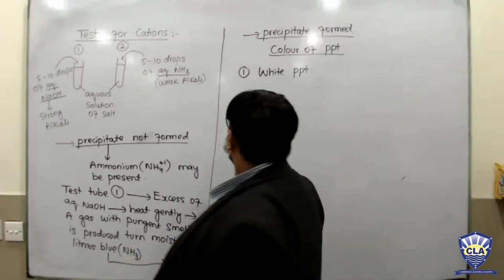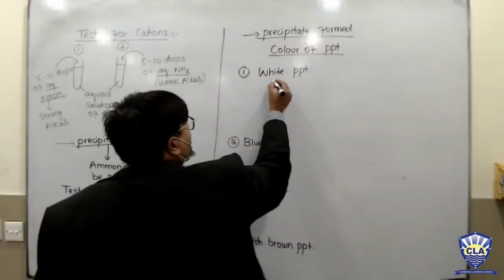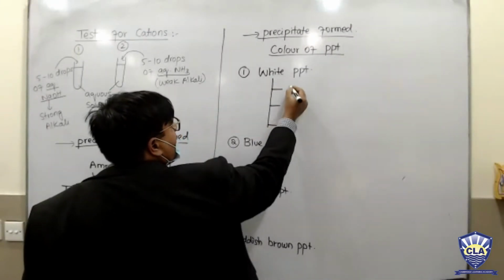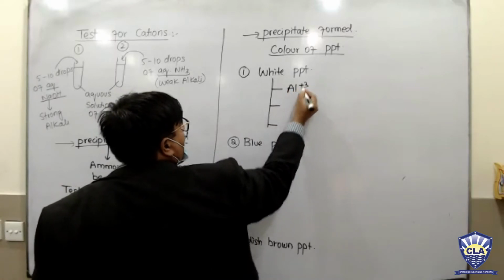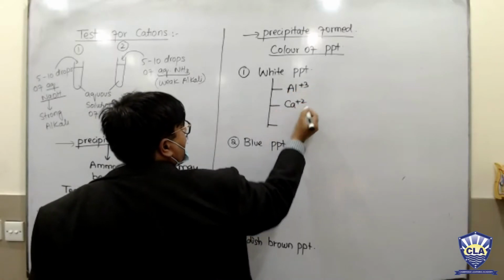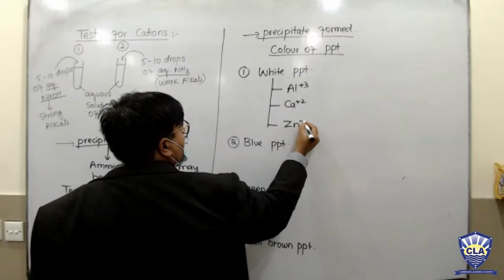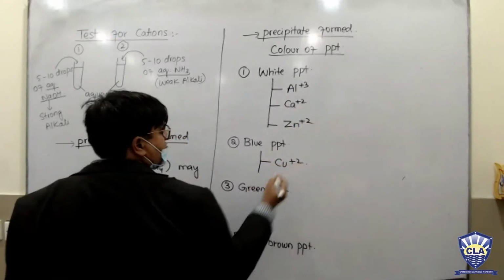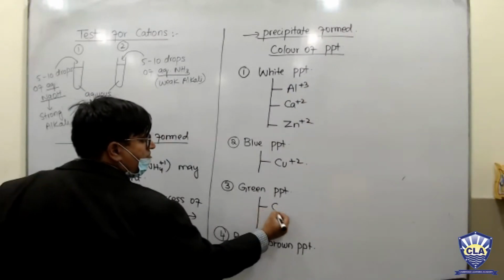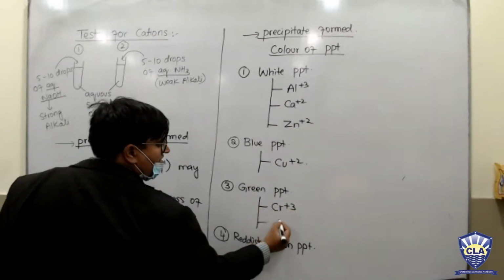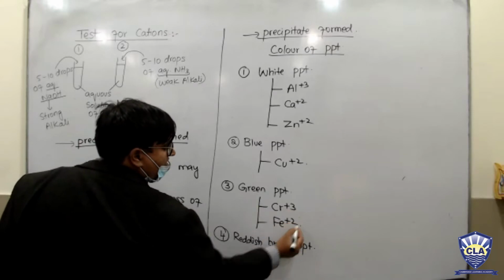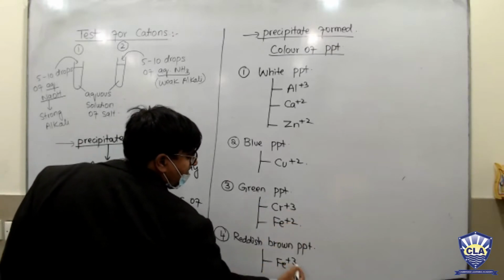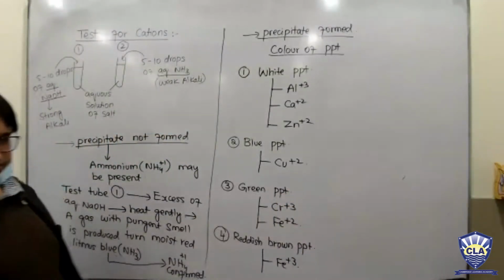Now if a white precipitate is formed, which ions could be present? Al plus 3, Ca plus 2, and Zn plus 2. If a blue precipitate is formed, Cu plus 2. If a green precipitate is formed, Cr plus 3 and Fe plus 2 may be present. And if a reddish brown precipitate is formed, Fe plus 3 would be present.